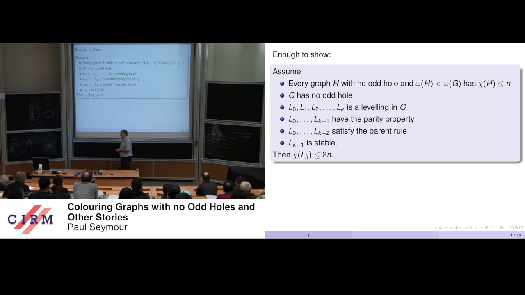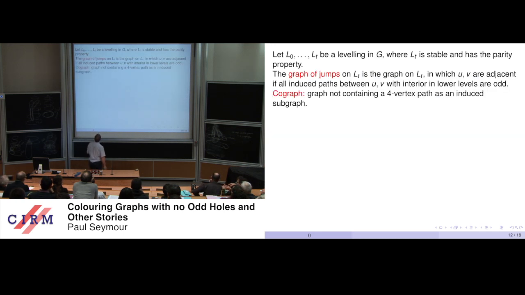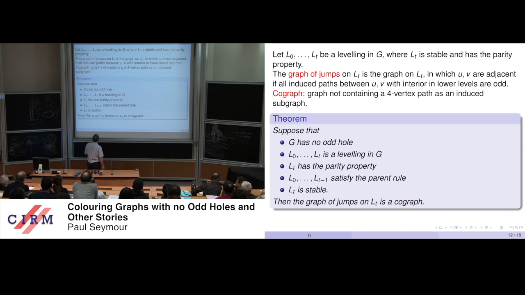Let's suppose we believe that. So it's a cograph. Why is it good that it's a cograph? Well, there's a nice theorem about cographs. Okay, that's the stuff I just said.